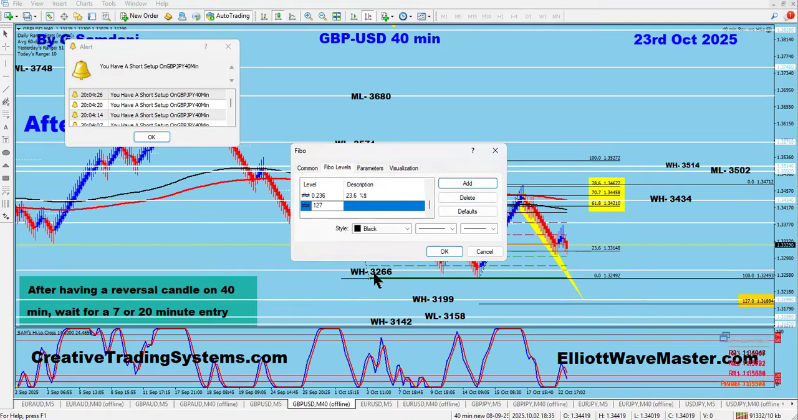As soon as I have a reversal candle, it will beep. This EA starts beeping. You probably hear the sound in the background. Something is beeping right here, right now. You have a short setup on pound yen 40 minutes. So let's take a look what kind of short setup we have. We don't have a short setup. We have a short reversal candle that just finished a little while ago.